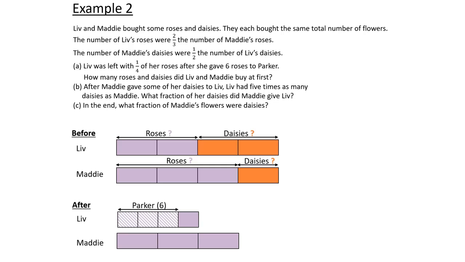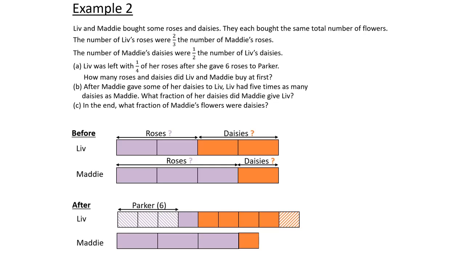Liv gives 6 roses away to Parker, leaving her with 1/4 of the roses she started with. We divide Liv's roses into quarters so we can give 3/4 away. We give part of Maddie's daisies away to Liv. Keep in mind that Liv will have 5 times as many as Maddie once the exchange occurs. We use a change bar model for this.